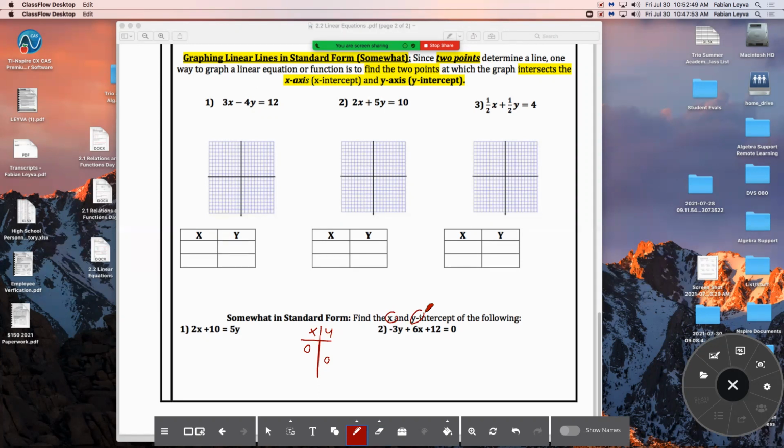Now, if you feel comfortable changing this to standard form, feel free to do so. If you feel like, okay, this is an easy process, it helps me solve the problem better, or I just prefer to, make sure you do that. That way you're setting yourself up for success.